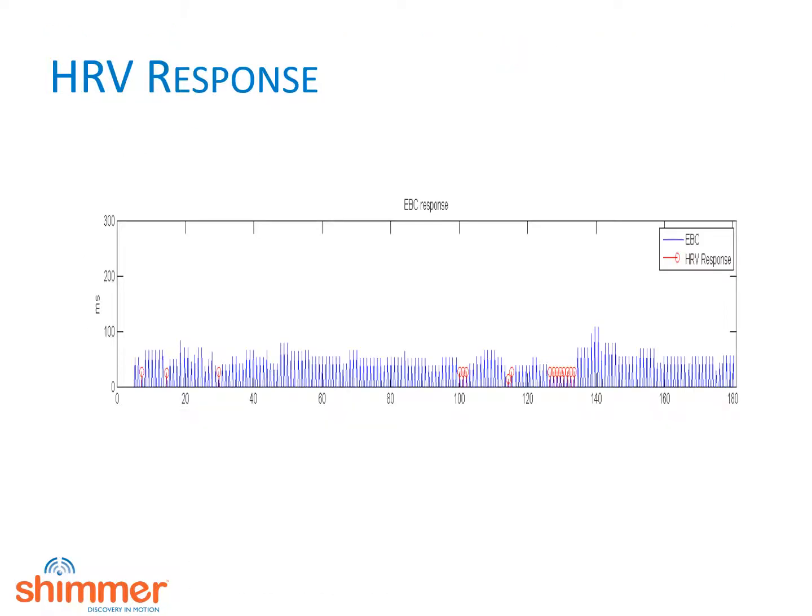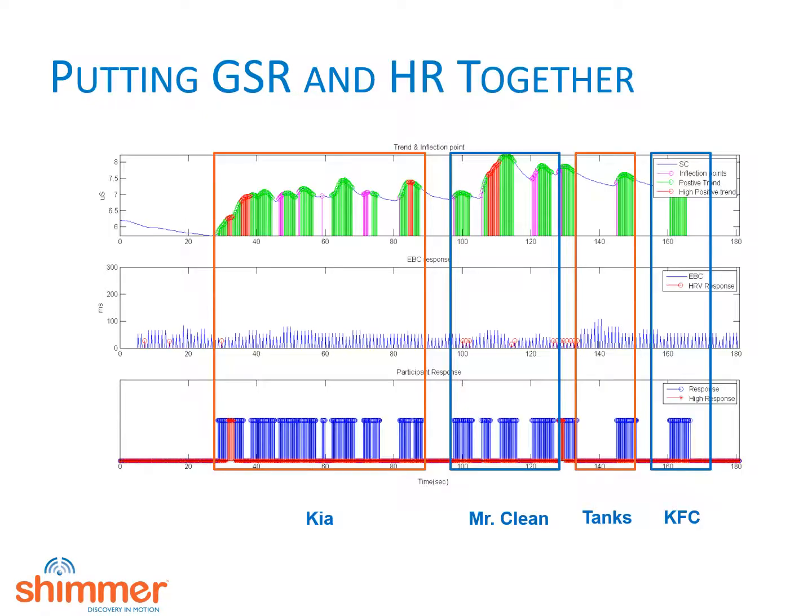Let's look at some HRV data. We are showing the beat-to-beat intervals in the graph below. The red data points indicate where HRV is low. In this particular case, there were no high variability periods. Now let's put this together with the GSR data. These graphs show the data from a single person while watching 4 TV ads as marked below.